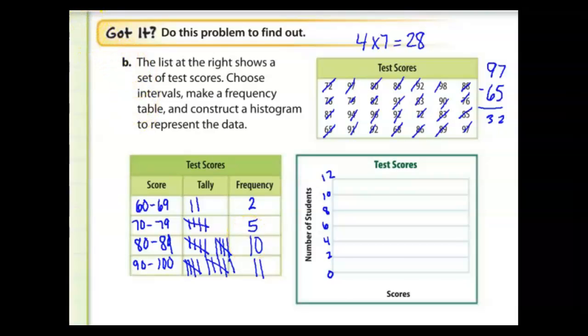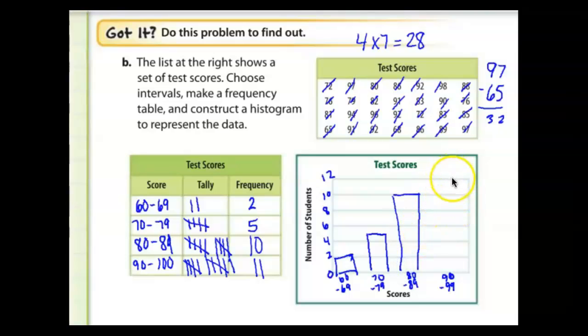Okay, so I wrote 60 to 69. I wrote each of the labels down here. For 70, there was 5, and so it's halfway between 4 and 6. So I'm going to carefully draw the rest of the bar. 80 was 10, so I'm going to come up here to 10, and then bring down this bar. And then the last one, there were 11 in the 90s, so halfway between 10 and 12, and then bring this one down like this. And that's how we create a histogram.